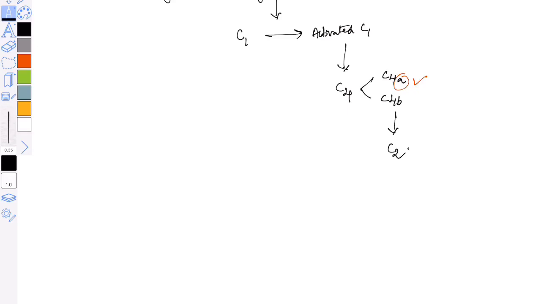Again, C2 is going to split into C2A and C2B, where this C4B is going to combine with C2A and form the C4B and C2A complex. You can simply call it a binary complex because it has two molecules in it.